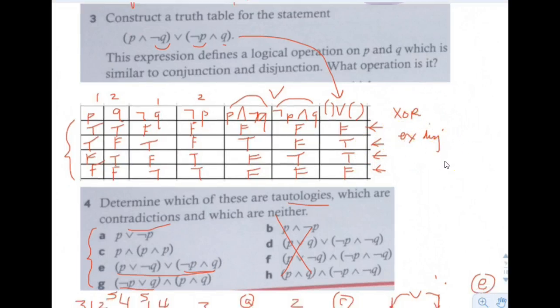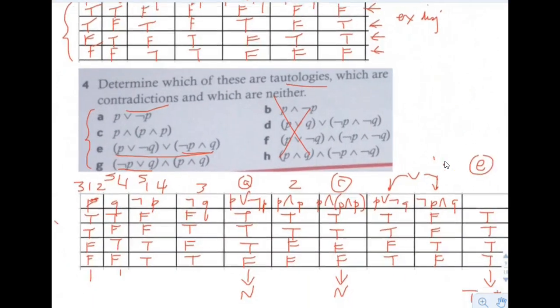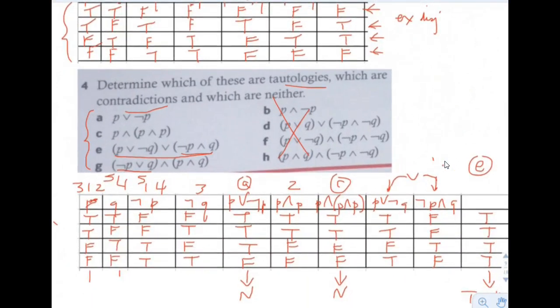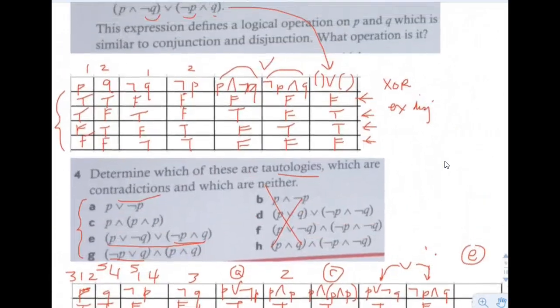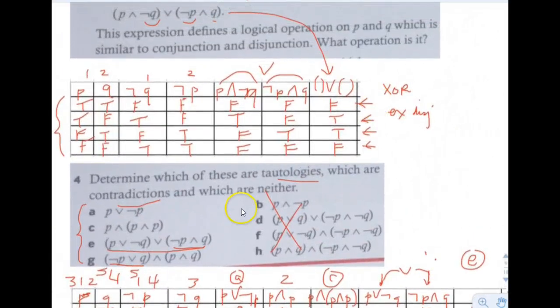Okay, let's move on to 4. Determine which of these are tautologies, which are contradictions, and which are neither. The first thing I did was we're just going to do A, C, E, and G for these, and figure out what components I need. I need P and Q as the inputs, but we're going to process P and Q a little bit. There's a not P here, so I'm going to make a not P column. There's a not Q, so I'm going to make a not Q column.